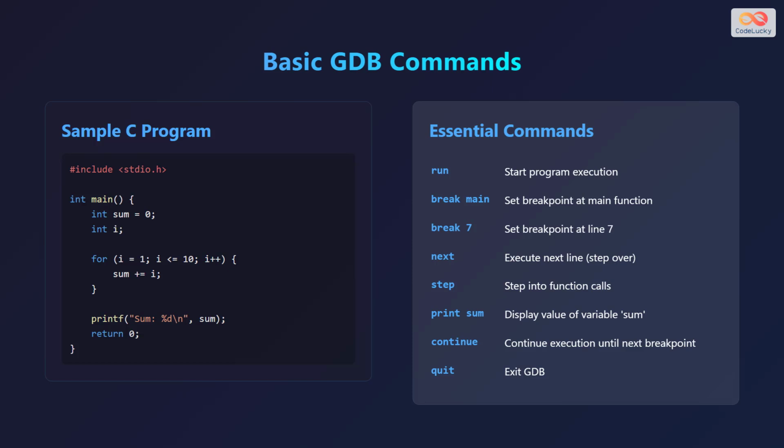To execute the next line of code, stepping over function calls, use the next command. To step into function calls, use the step command. To display the value of a variable such as sum, type print sum. To continue execution until the next breakpoint, type continue. Finally, to exit GDB, type quit.